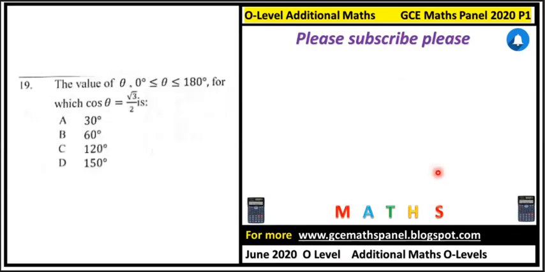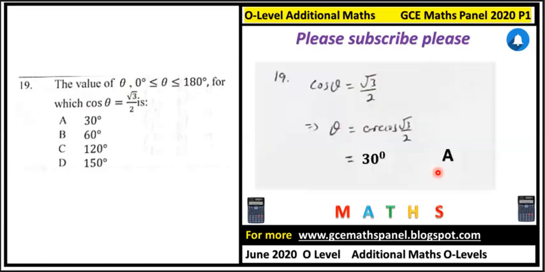19. The value of theta in that interval for which cos theta equals root 3 on 2 is... I know that you know this one, even if they come and wake you up in your sleep. So cos inverse of root 3 on 2 is 30 degrees. You know that sine inverse of a half is 30 degrees. So sine theta equals half is that. We are concerned with cos here. So this is 30 degrees.